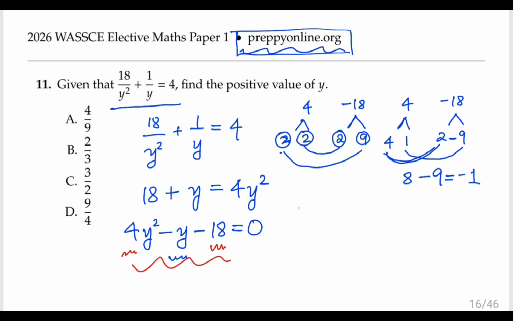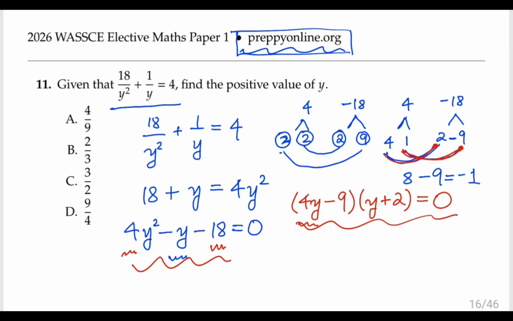quadratic factorization as this. 4 was matched to 2, and 1 was matched to minus 9. But when we are writing, we change the pairings. So the 4y term is going to go with the other one, not with the 2, but with the 9. So we're going to get 4y minus 9, and then y is not going to go with the minus 9, but with the other one, so plus 2. So this is the factorization.